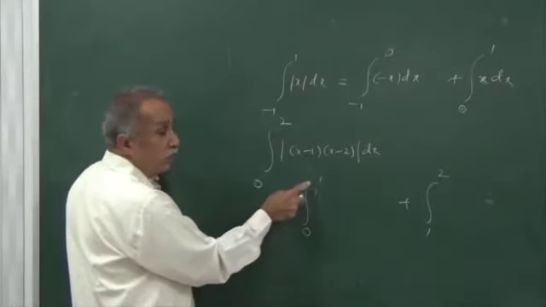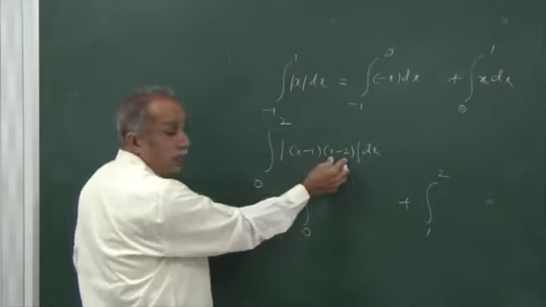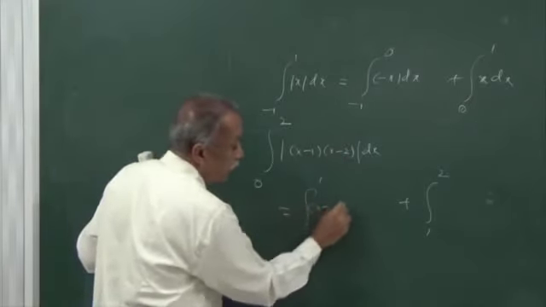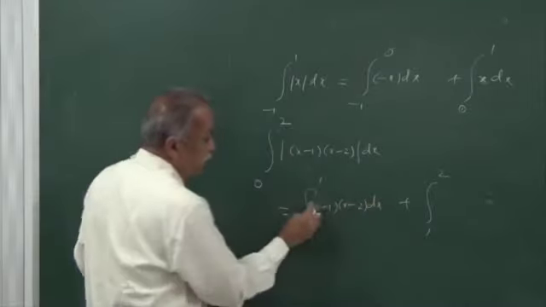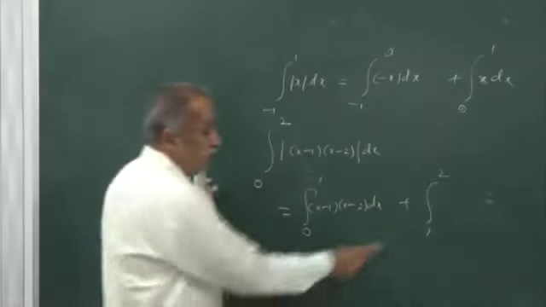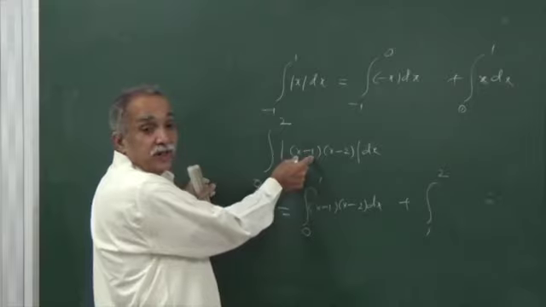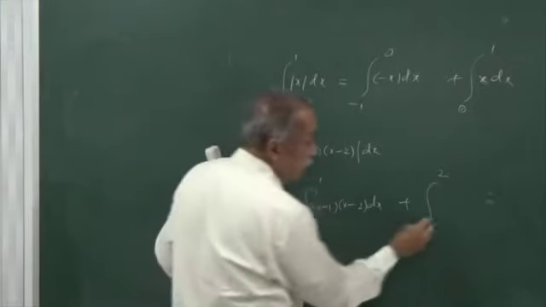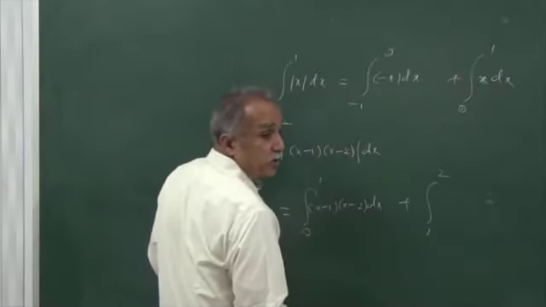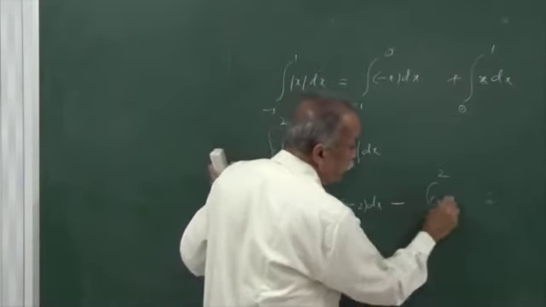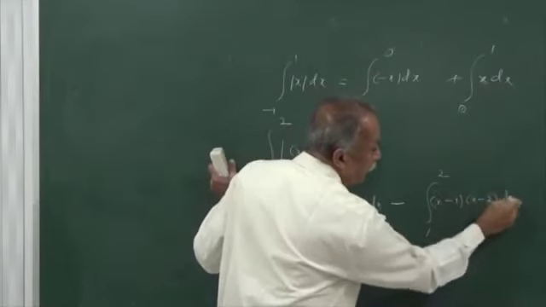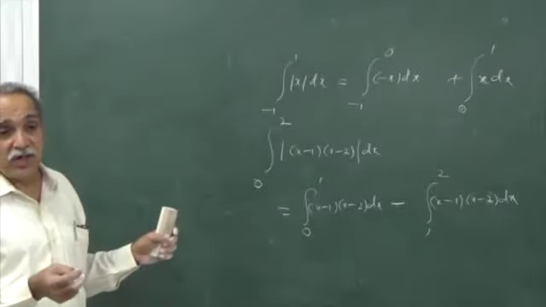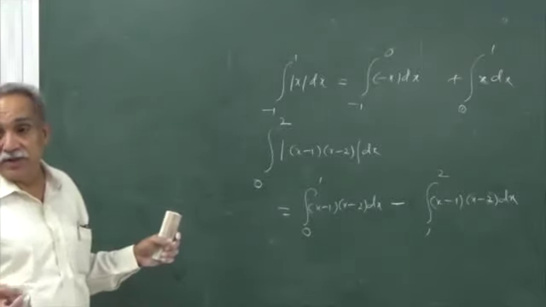Within the interval 0 to 1, x minus 1 is negative, x minus 2 is negative, the product is positive. So the integrand modulus will be x minus 1 into x minus 2. In the interval 1 to 2, x minus 1 is positive, x minus 2 is negative, product negative. So modulus will be minus of x minus 1 into x minus 2. Integration straightforward. You have just to remove the brackets, expand, term by term integration, applying the limits.